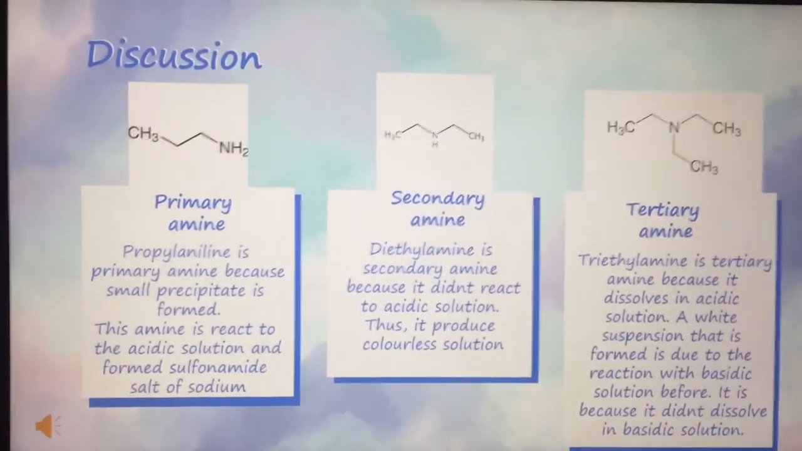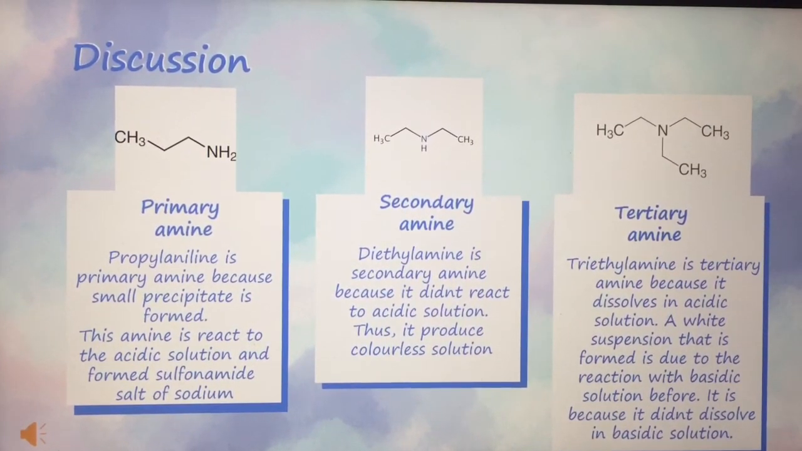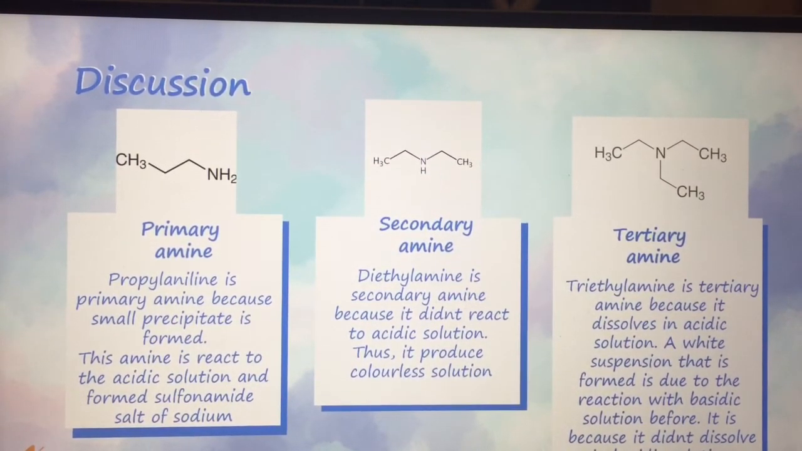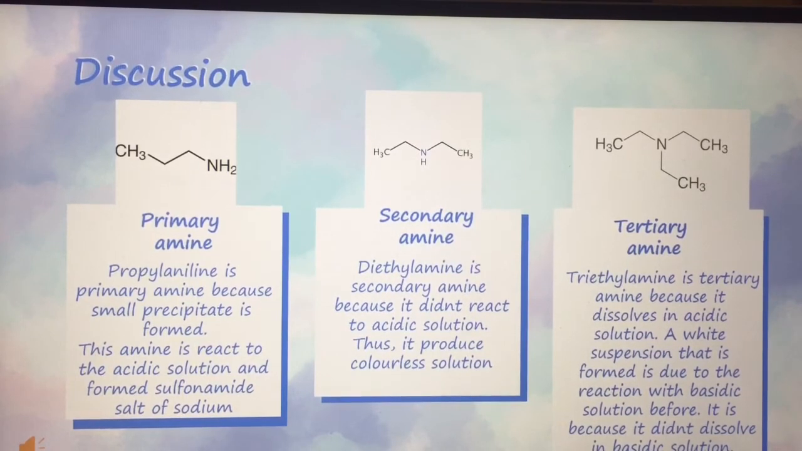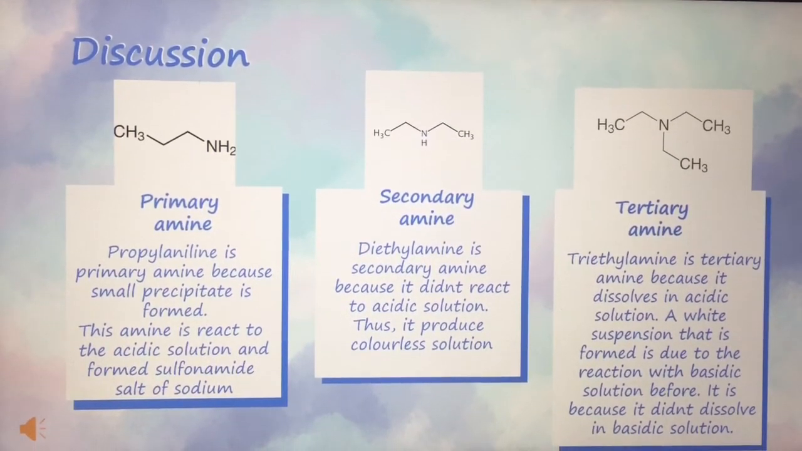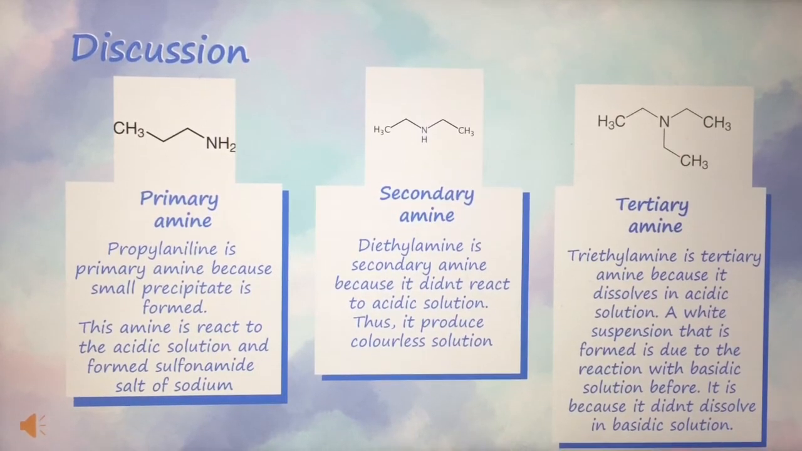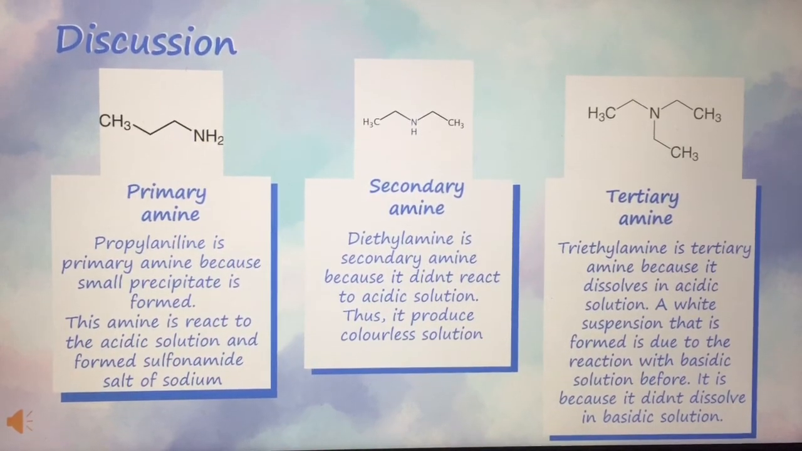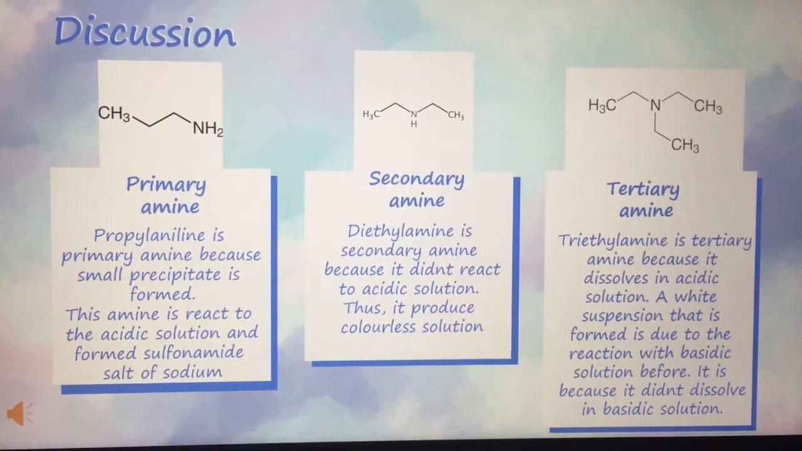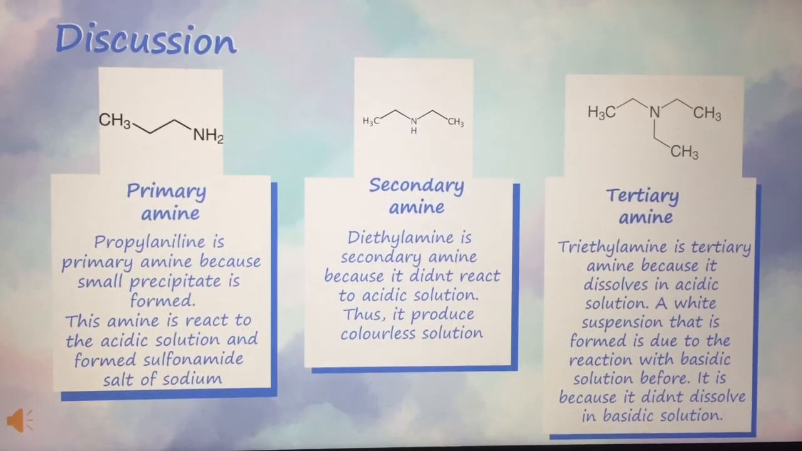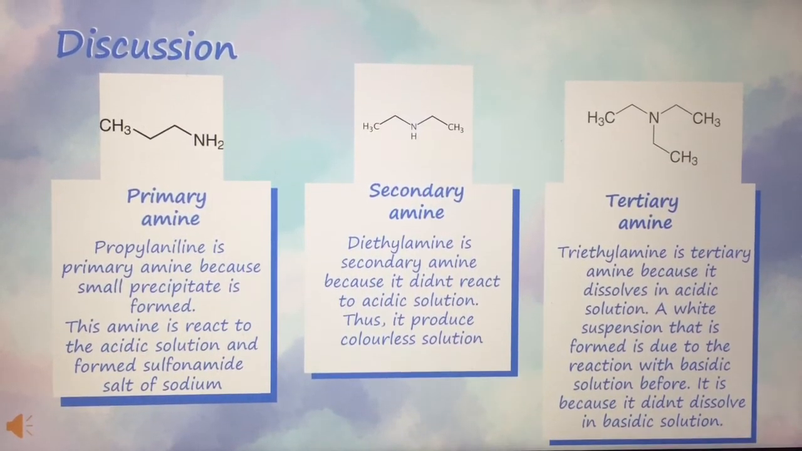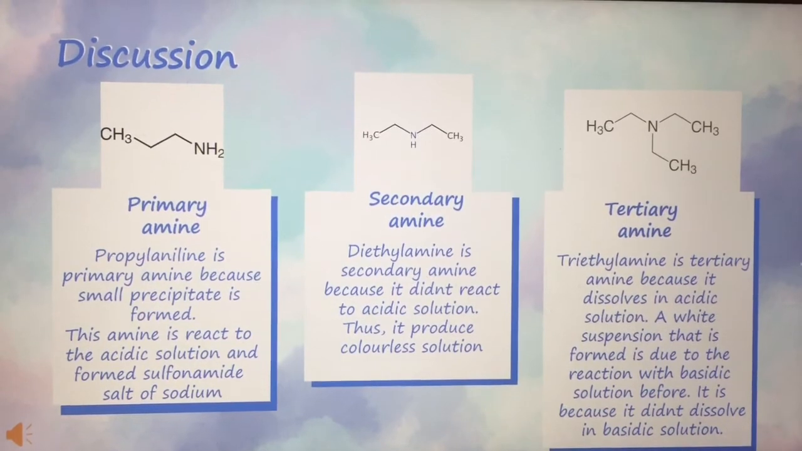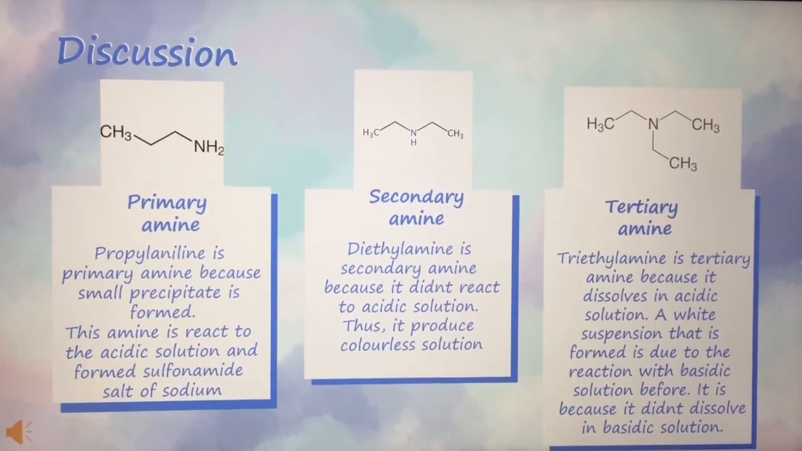So next we are going on to the discussion. For the first compound, propylamine, it is a primary amine because a small precipitate is formed. So it means that this amine reacts and forms the sulfonamide salt of sodium. Means the small precipitate that formed is the sulfonamide salt of sodium. The next compound is diethylamine. Diethylamine is a secondary amine because it didn't react to the acidic solution. What I've observed from the clip is a colorless solution produced, which means there is no reaction.